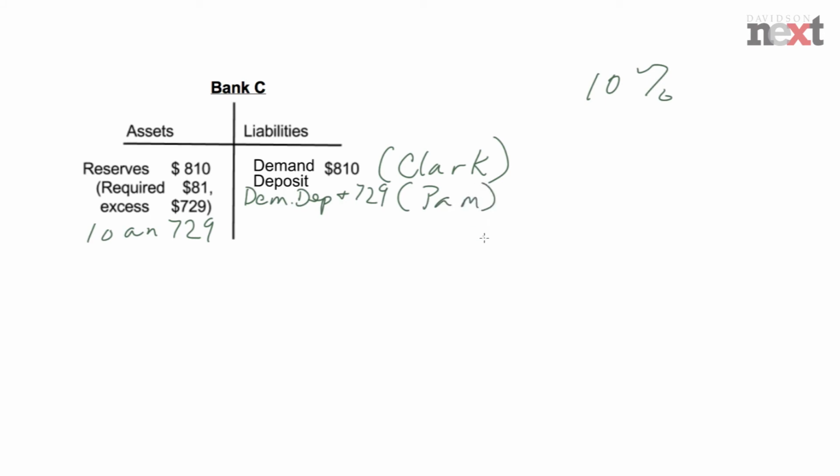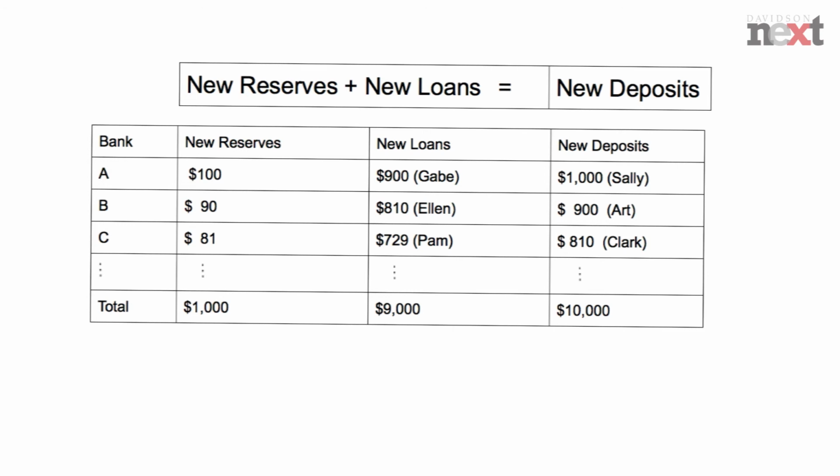Now, we could continue with more loans, more demand deposits, more required reserves, excess reserves. However, this gets very tedious. We can show it in a chart form, and we can see that we have listed our banks A, B, and C. We have our new reserves. Those are the required reserves established by the central bank at 10%. We can see that we have issued new loans, and when we take the new reserve plus the new loans, we see that that equals the deposit that was put in by Sally, by Art, by Clark, and we can see we can continue.